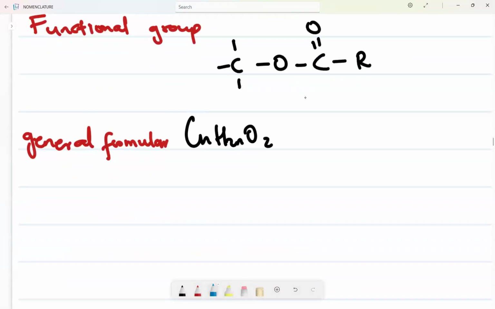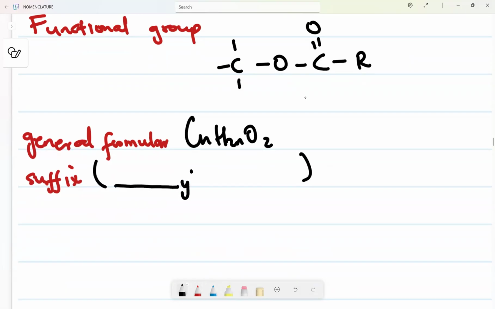Okay. Now this one, there is no difficult naming than this one, or rather the suffix. The suffix of this one is composed of two things. Remember, it comes from what? It comes from alcohol. It also comes from carboxylic acid. So its naming is going to be something alcohol, -yl, something carboxylic acid, -oate.